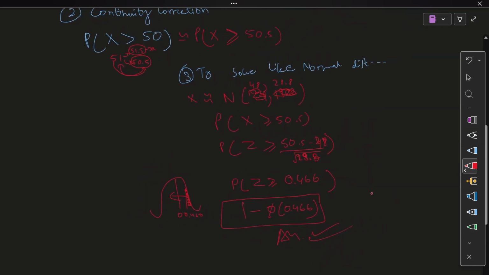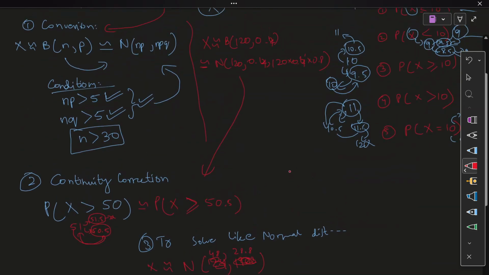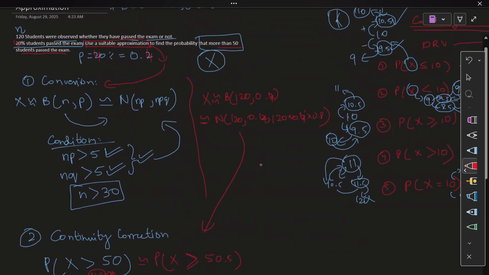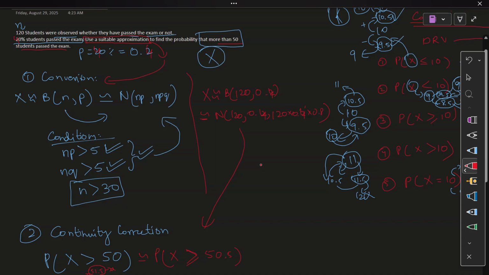You already know how to read the Z table, you already know how to do that. Let's do a small review. Before we move to the past papers, let's do a quick review of approximation. First step is make sure the conditions are met: NP is greater than 5, NQ is greater than 5. Then use the notation of conversion to convert your binomial to a normal distribution. As you've seen, NP is the mean, NPQ is the variance. You do the conversion.